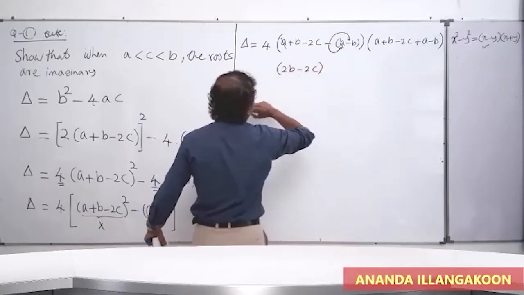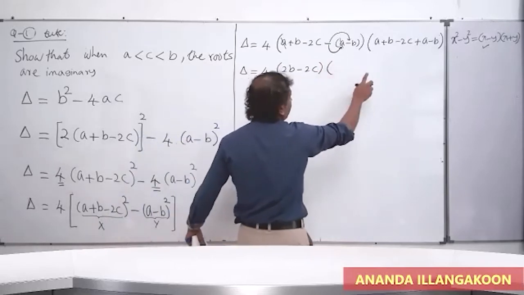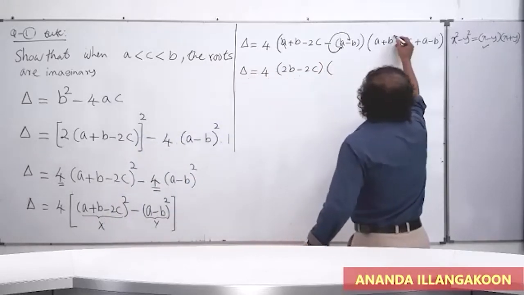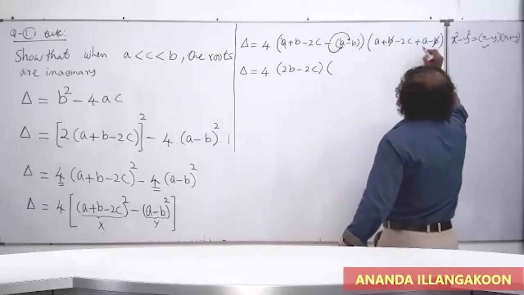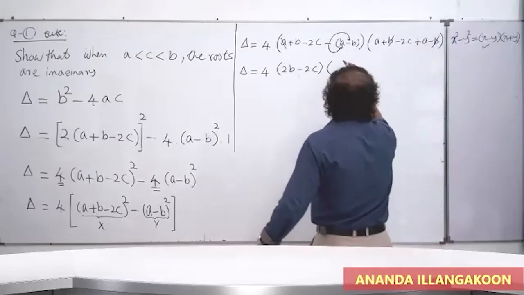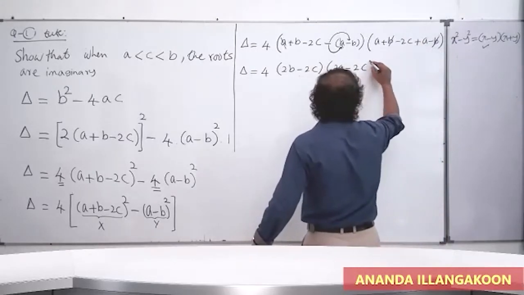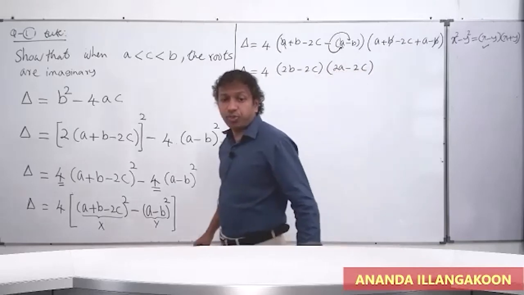First bracket is this. And come to the second bracket here. Here plus b and this minus b you can cancel down very easily. a and this a, 2a, minus 2c. We get like this, people.